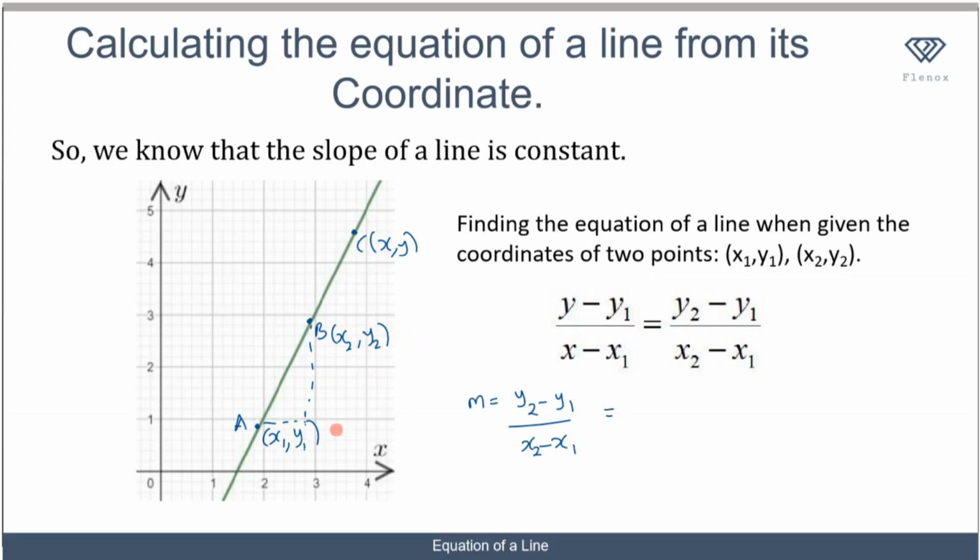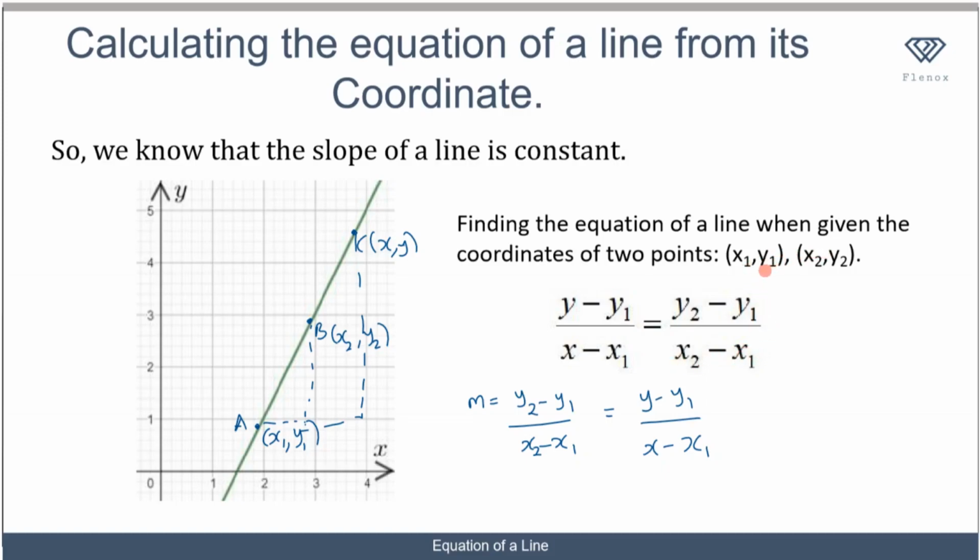But now let's assume the points I chose were point C and point A. My slope now will be what? My change in y is y minus y1, over my change in the x-axis, which will be x minus x1. So in general, if you have the coordinates of 2 points, we can find the equation of the line by applying this formula: y minus y1 over x minus x1 is equal to y2 minus y1 over x2 minus x1.